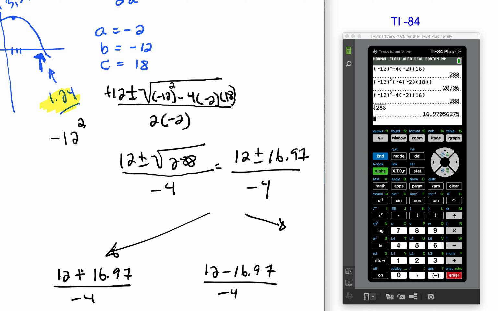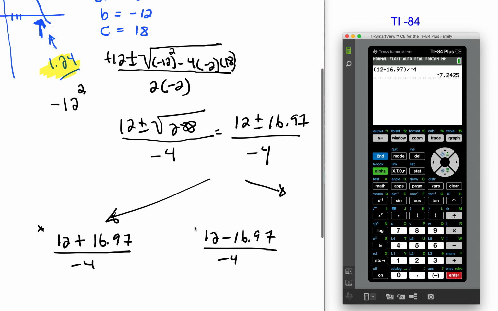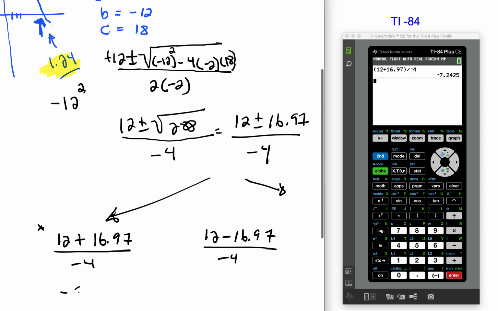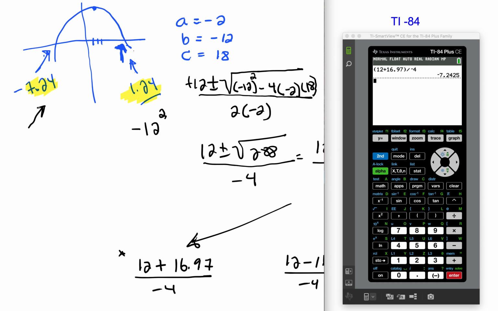Okay, if you want to do the left one in one shot on the calculator, you could do parentheses, 12 plus 16.97, close parentheses, divided by negative 4, and we have the answer, negative 7.24. So we have x equals negative 7.24, which is what we got with our graphing calculator up here. We got that earlier, right there.